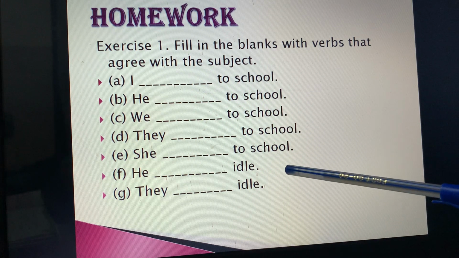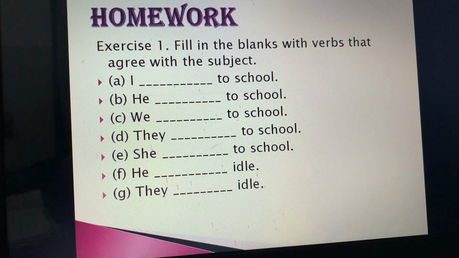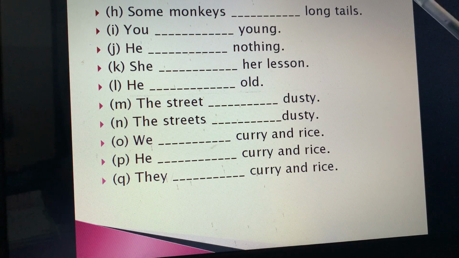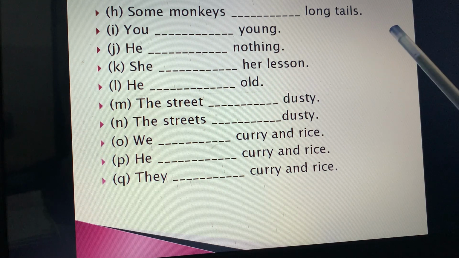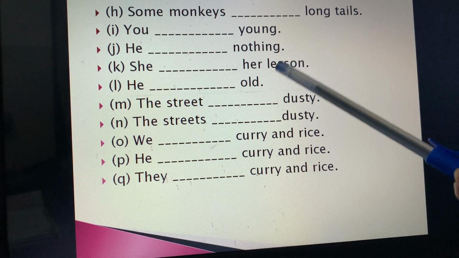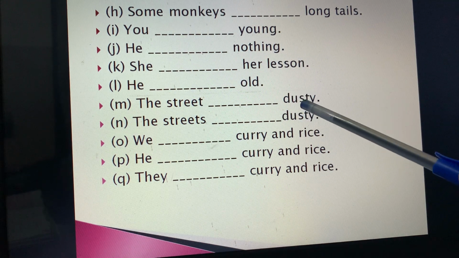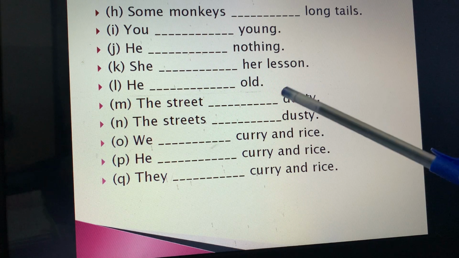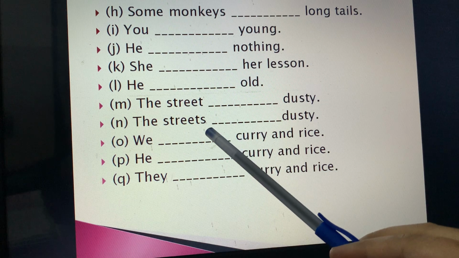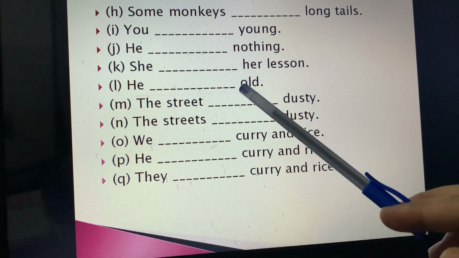Fine. He dash idle. They dash idle. Some monkeys dash long tail. You dash young. He dash nothing. She dash her lesson. He dash old. The street dash dusty. The streets dash dusty. Over here street is singular. Over here streets plural. Keep this in your mind.